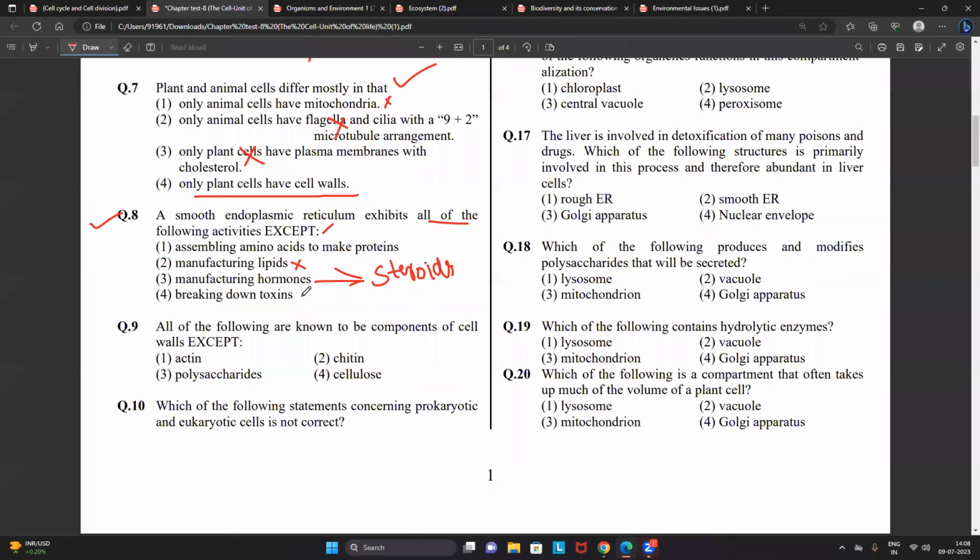Breaking down of toxins, of course, it will do it. Why is the smooth endoplasmic reticulum involved in breaking down of toxins, friends? Because the smooth endoplasmic reticulum contains a lot of enzymes, especially the most important enzyme called cytochrome P450. That enzyme is involved in the breakdown of several toxic substances into less toxic substances. But SER does not have any role in the assembling or the production of proteins. So that's why option 1 is wrong.